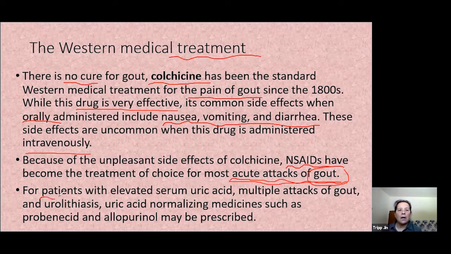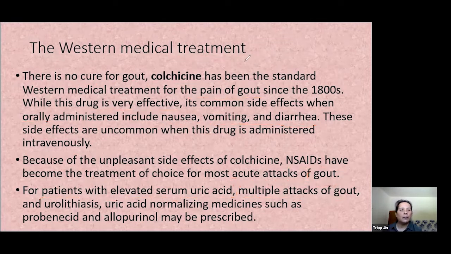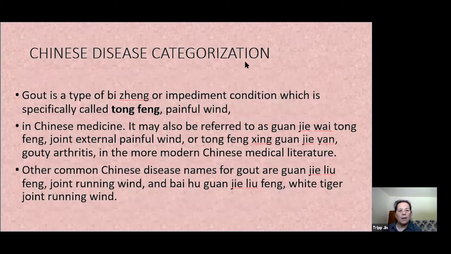Not all patients have high blood uric acid, but if the patient's blood level is higher, they may easily get multiple attacks. So we need to be careful. Some things may trigger the problem, like we talked about, alcohol, seafood, or even sugar. That is possibly what triggers it. That is the Western medicine aspect.